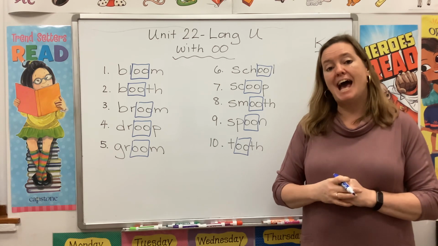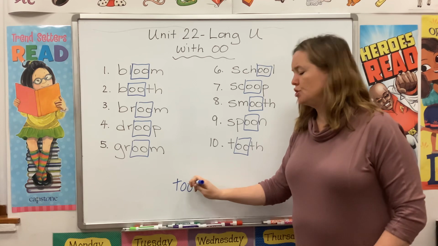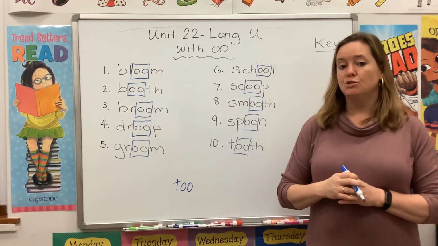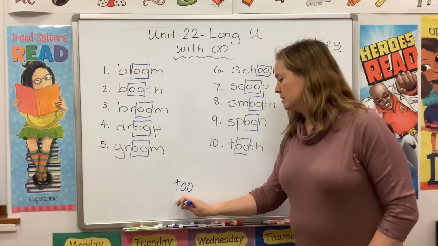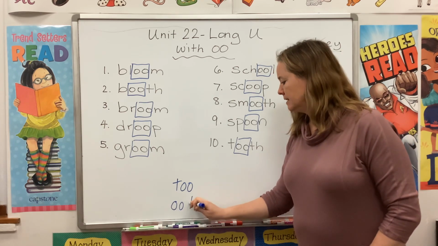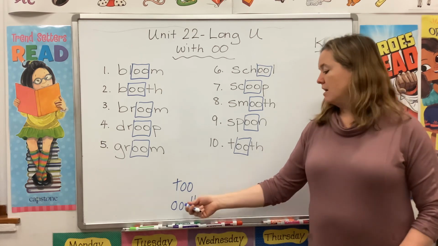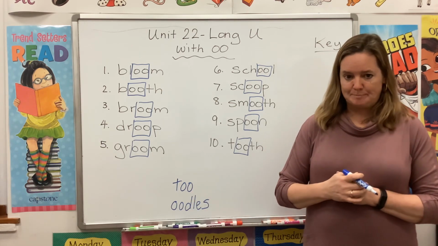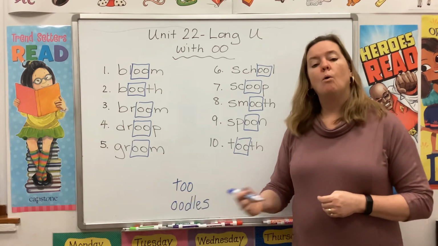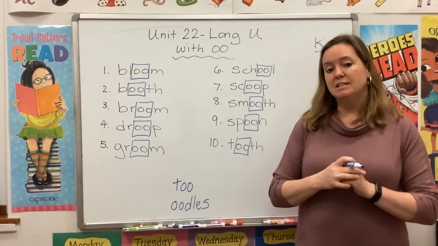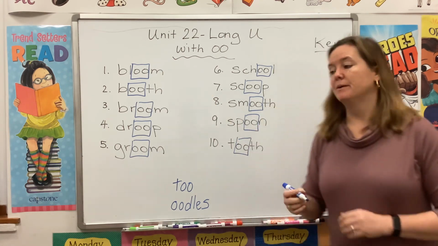But it doesn't have to be that way. There are a few words, like to, where the OO shows up at the end of the word. There are also a few examples, words like oodles, like I have oodles of money, oodles of cash, where the OO shows up at the beginning. So you will sometimes see OO at the end or the beginning, but most of the time that OO shows up in the middle of a word.